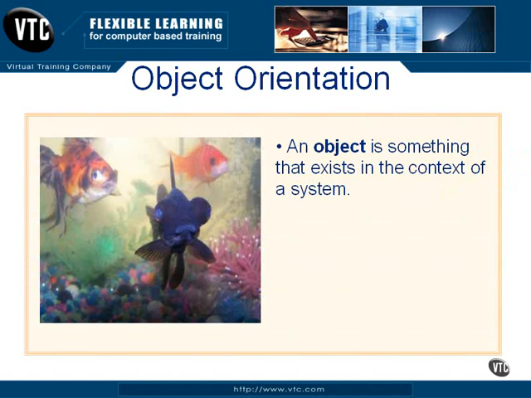An object is something that exists in the context of a system, and an object is an instance of a particular class. So in our illustration here, we have a system that's an aquarium, and within that aquarium we have a class called goldfish, and within that class of goldfish we have individual instances of particular fish. So those are our objects.